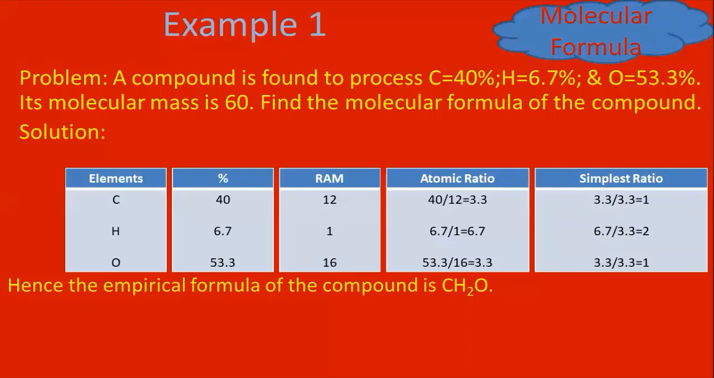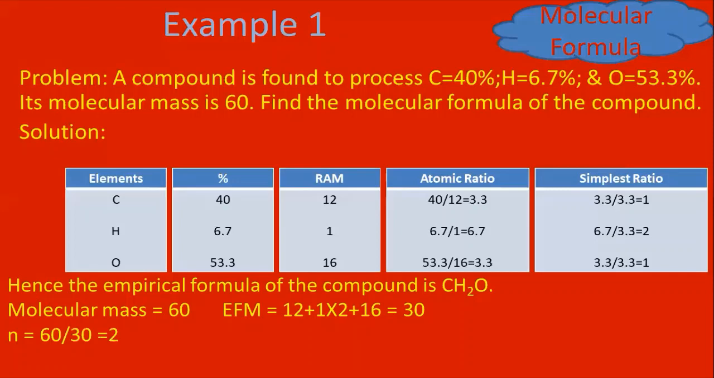Now what is the second step? To find out N. To find out N, we must know the molecular mass, which you can see is given in the question, and secondly, we should know the empirical formula mass. So let us try to find it. We can calculate the empirical formula mass from the empirical formula. C is 12, hydrogen 1 into 2, and oxygen 16. Total 30. So the empirical formula mass is 30. Now N is equal to molecular mass by empirical formula mass, that is 60 by 30, which is equal to 2.